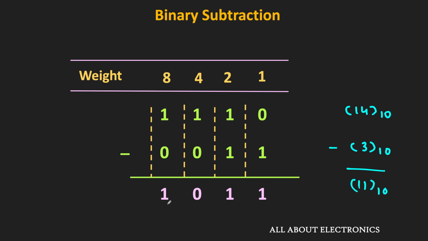And indeed, if we convert this 1011 into the decimal equivalent, then it is equal to 11. That means our binary subtraction is correct. Alright, so now let us take one more example so that it will get clear to you.